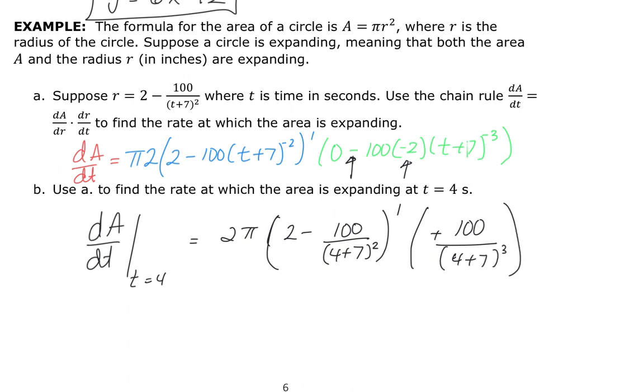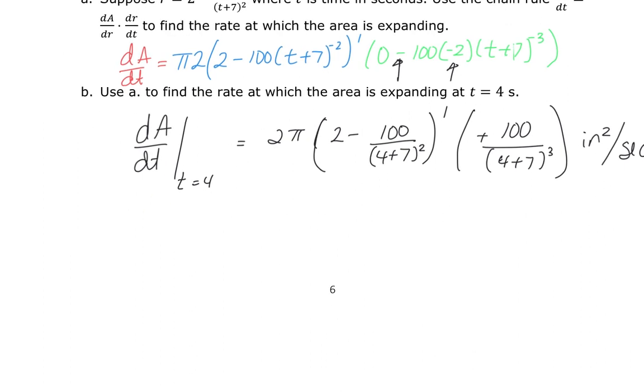And then whatever that is, my units, and this is important, is going to be how is the area? Well, the area of a circle is in units of inches squared with respect to time, which is seconds. So whatever that ends up becoming, it's expanding at so many inches squared per second.